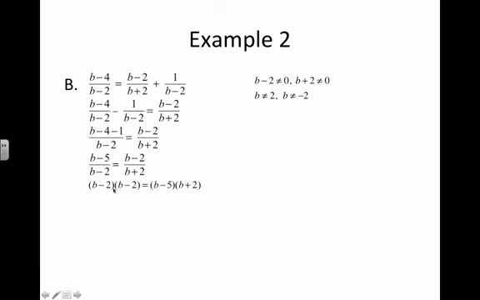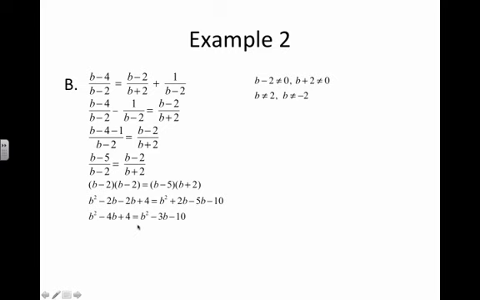So what we have to do now is we need to multiply and then start moving things from one side to the other. So we get b squared minus 2b minus 2b plus 4 equals b squared plus 2b minus 5b minus 10. Oops, we've got some terms that we can combine. We've got some like terms, so let's do that. So we've got b squared minus 4b plus 4 equals b squared minus 3b minus 10.